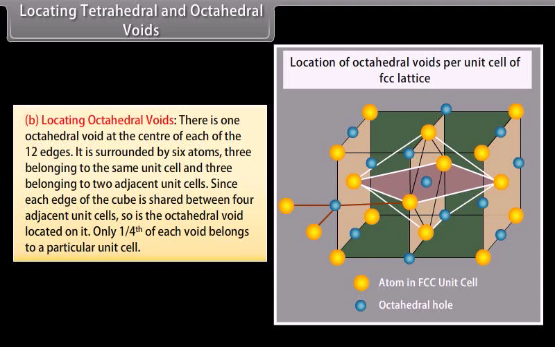It is surrounded by 6 atoms, 3 belonging to the same unit cell and 3 belonging to 2 adjacent unit cells. Since each edge of the cube is shared between 4 adjacent unit cells, so is the octahedral void located on it. Only 1/4 of each void belongs to a particular unit cell.